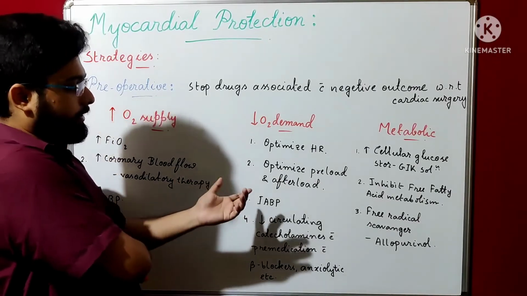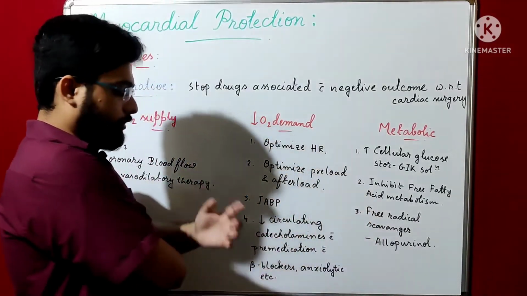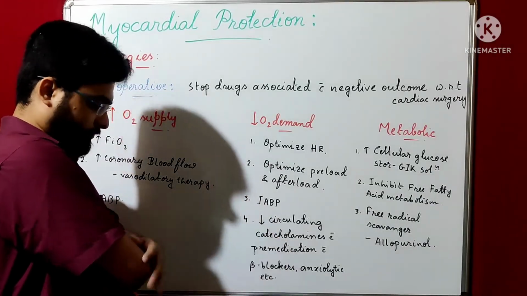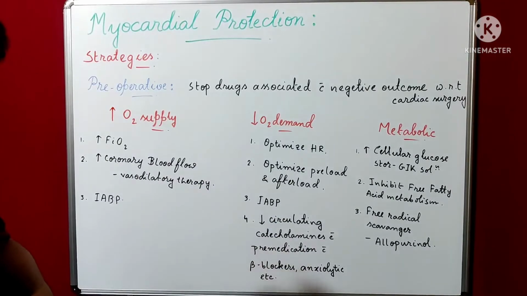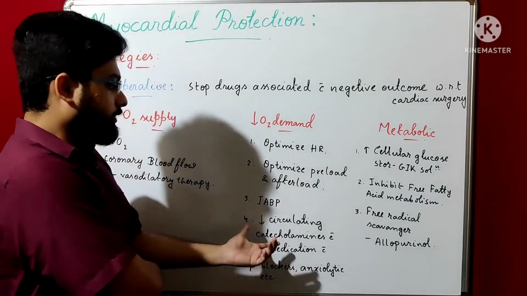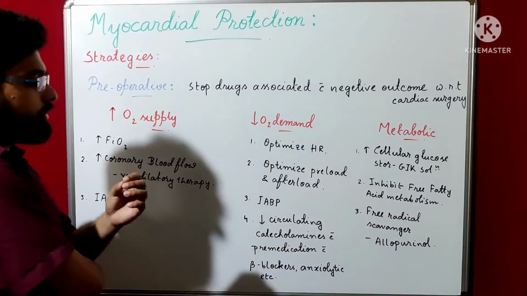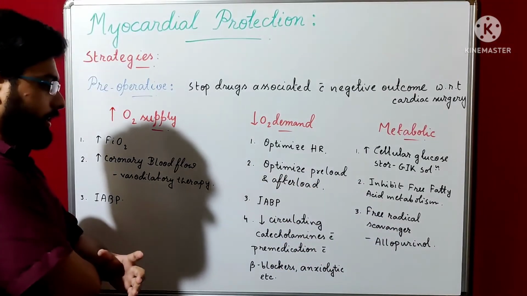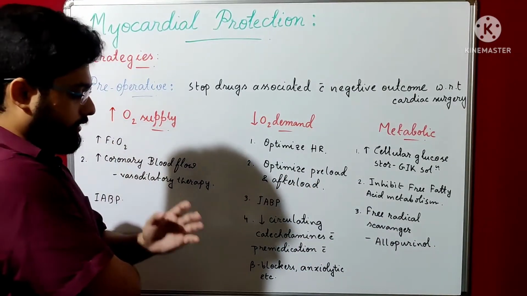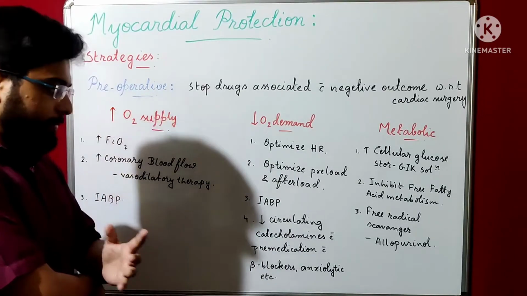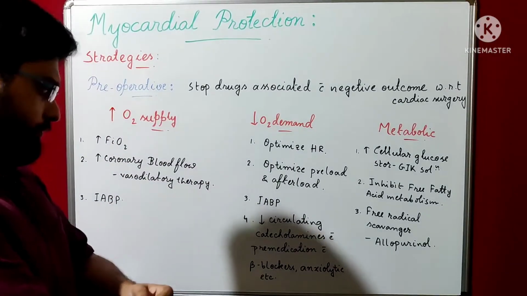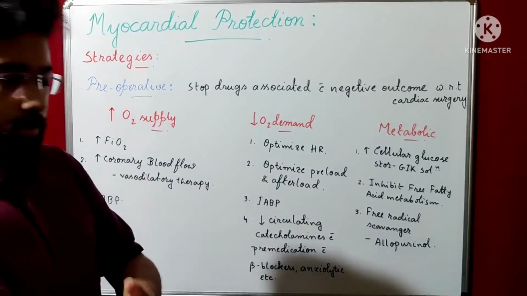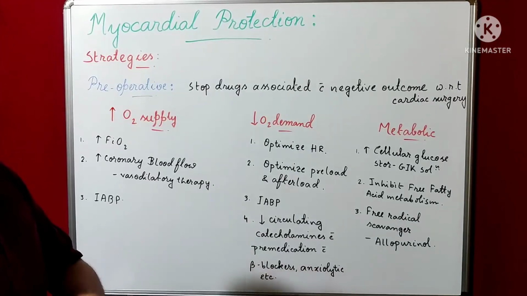Next is to optimize the preload and afterload with medication, and sometimes an intra-aortic balloon pump. The last strategy is to reduce the amount of circulating catecholamines with pre-medication with drugs like beta blockers, anxiolytics, etc. Anxiolytics are basically used to reduce the stress on the patient, so that the release of catecholamines is reduced.